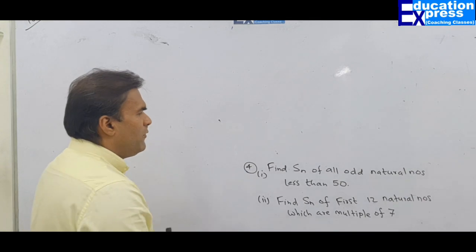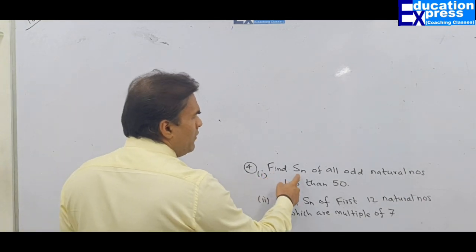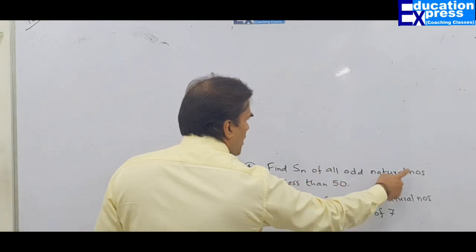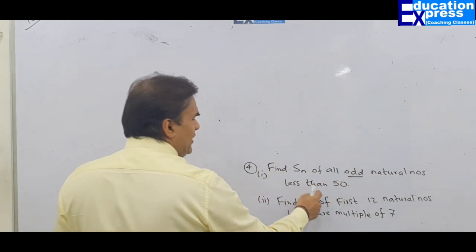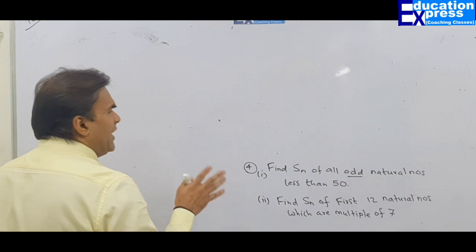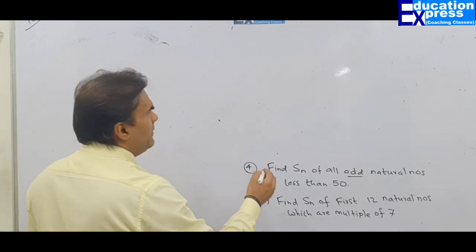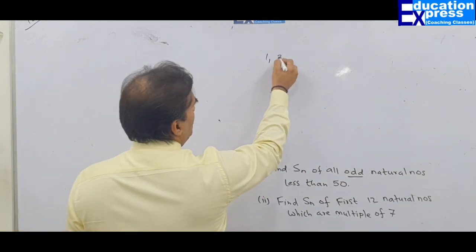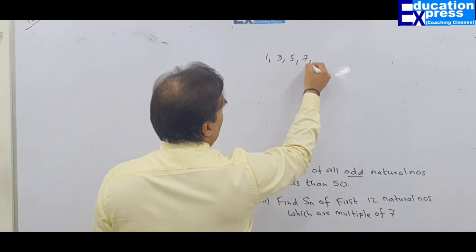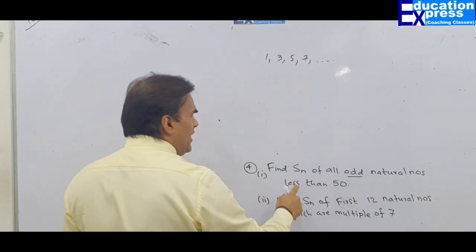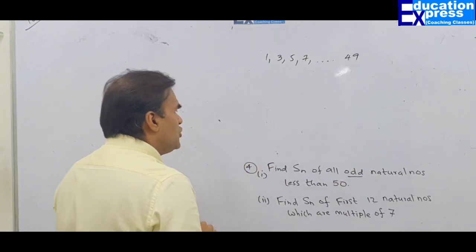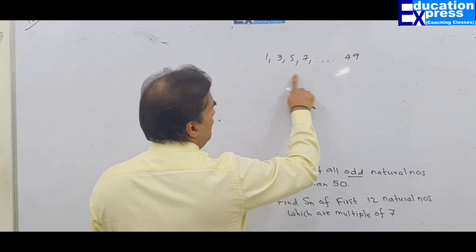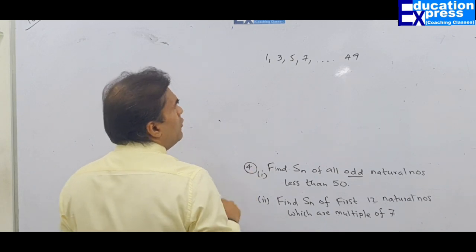Question number 4. Find the sum of all odd natural numbers less than 50. To begin with, we will start with 1, 3, 5, 7, and it's mentioned that it is less than 50, so the last term is going to be 49. I'm interested in finding the sum of all these numbers. How do I go about it?